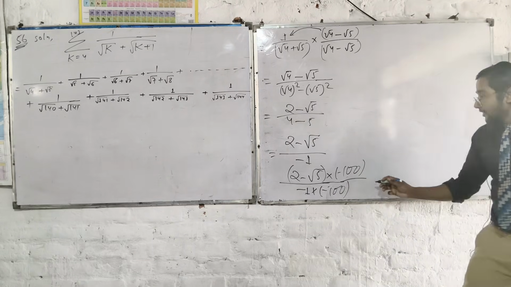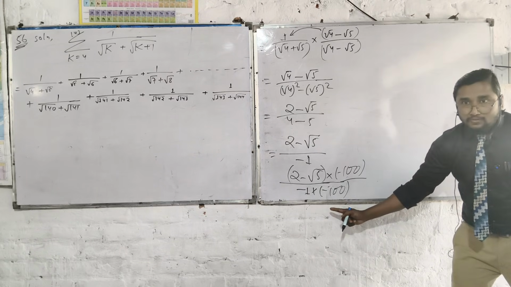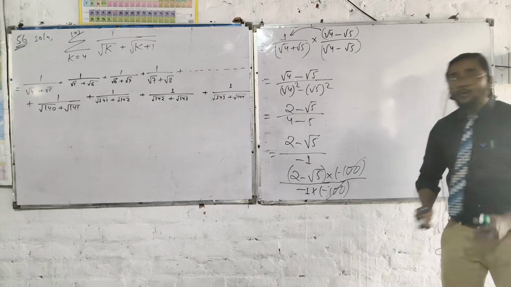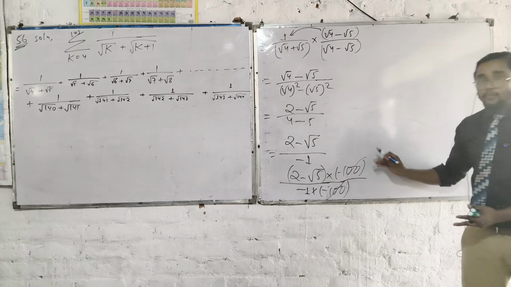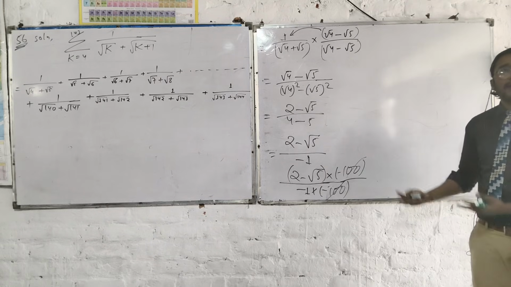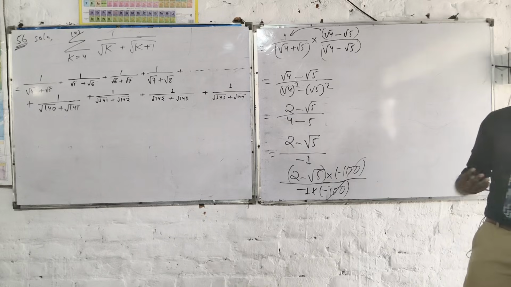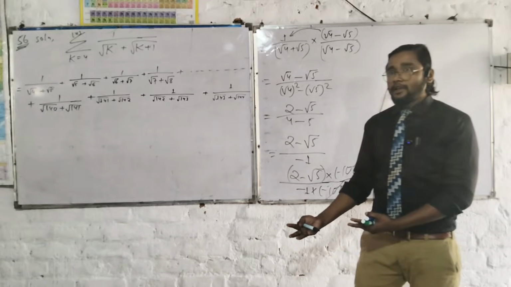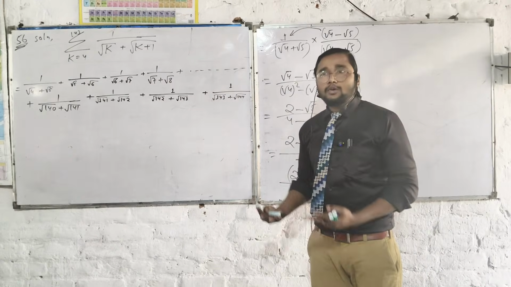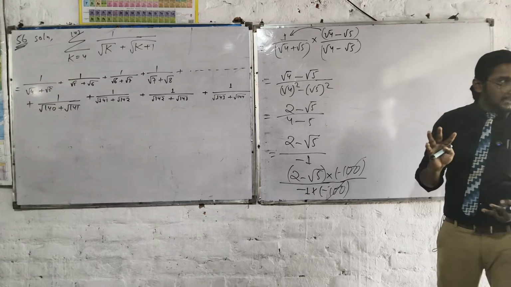The minus and the minus will be plus. You will get minus 100, you will get plus 100, and again you have to cancel. If you are cancelling 100 divided by 100, you will get 1. So if the 1 still comes, why are we taking the 100? Question arises, right? Do you feel what I'm saying now?